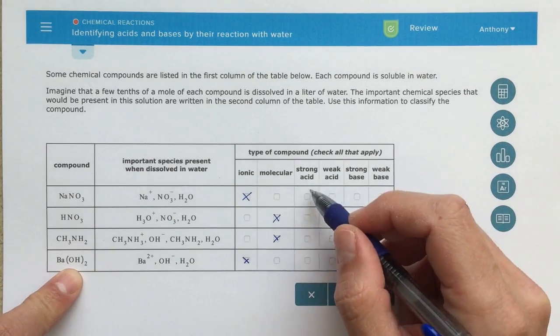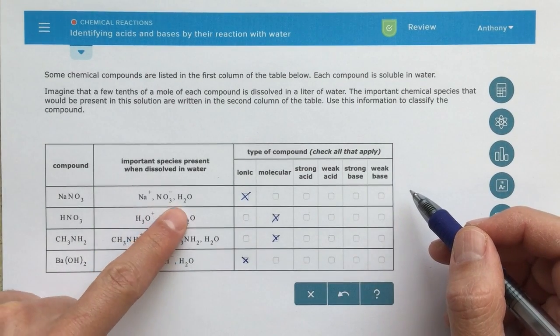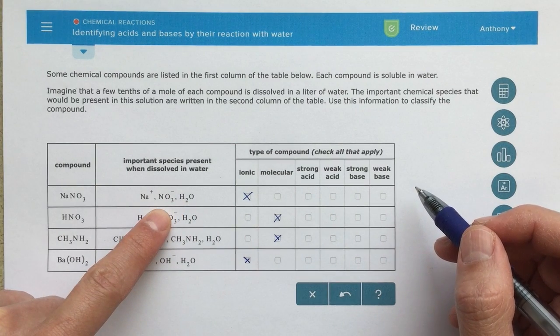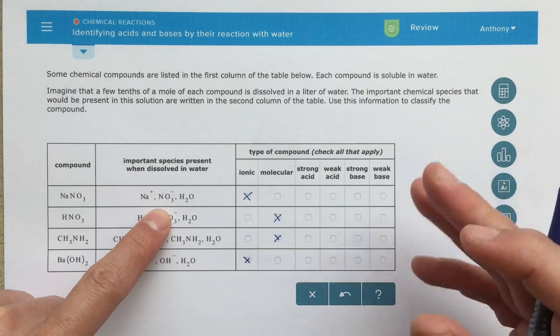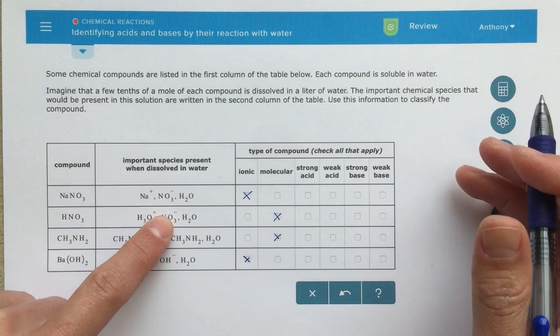Now let's go through and do the strong acid, strong base, weak base thing. So this first one, I'm not noticing anything that would indicate an acid or a base. I don't see any H+, I don't see any H3O+, I don't see any OH minus. This is just an ionic compound, so that's all I'm going to put there.